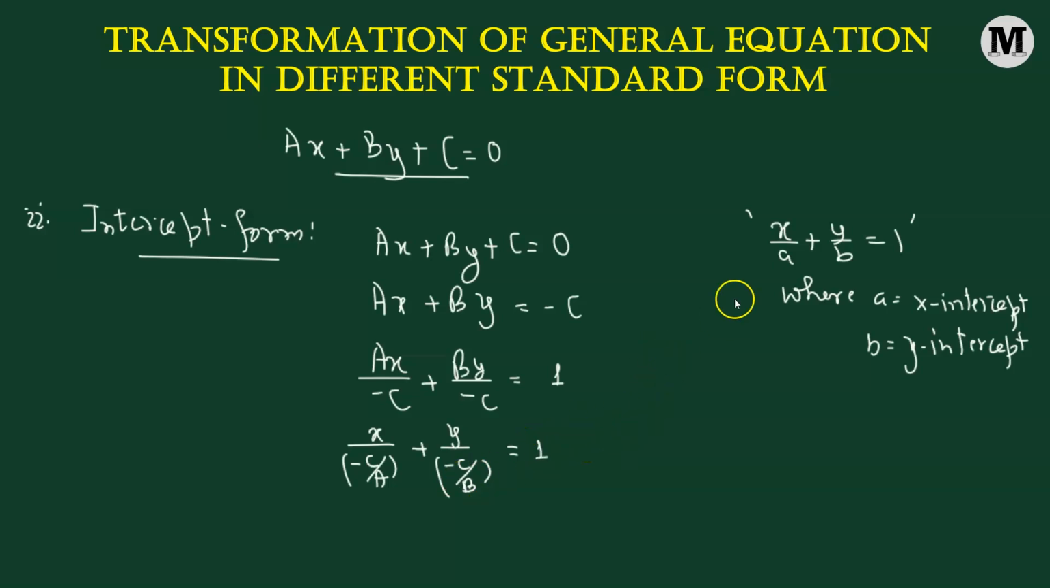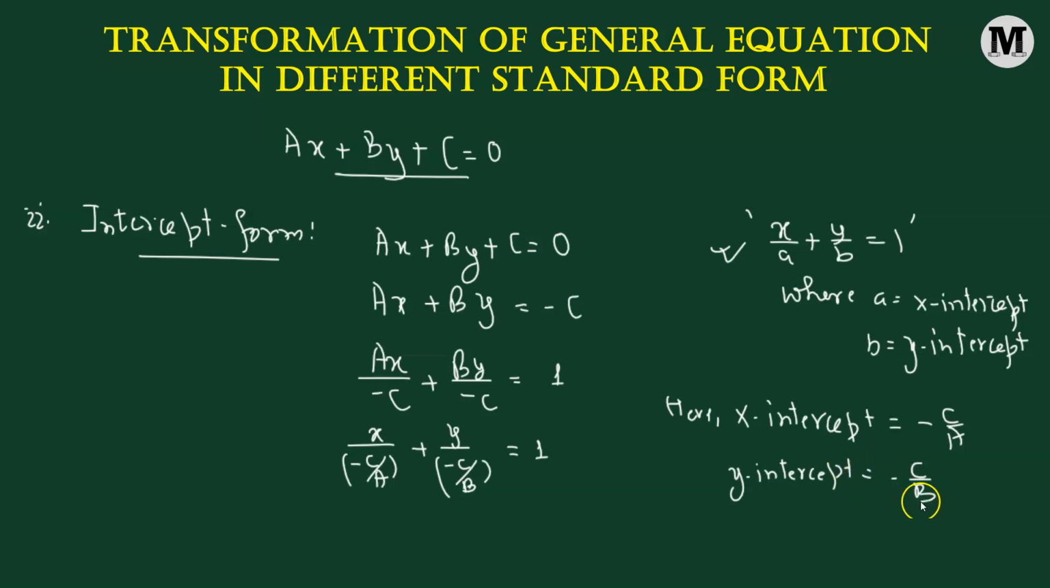Now when we compare this with the normal form, here we get the x-intercept, which comes out to be equals to negative c over a. And the y-intercept comes out as negative c over b. So we have now converted our given line ax plus by plus c equals to 0, which is initially in the general form, into the intercept form as x over negative c over a added to y over negative c over b equals to 1.